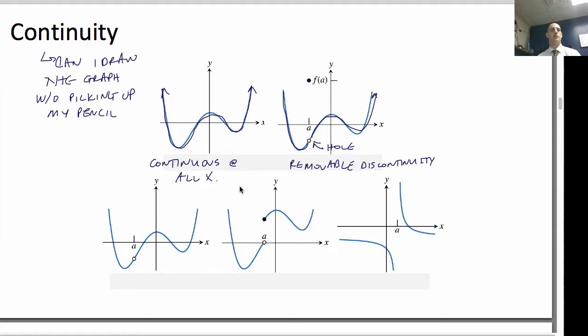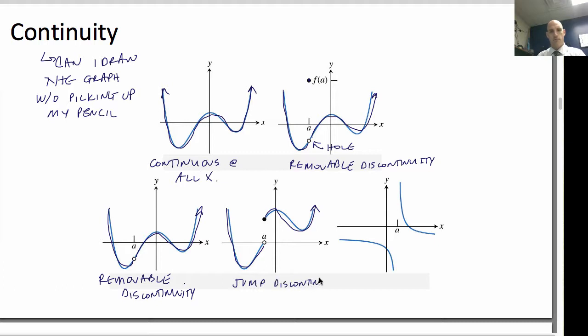That's a removable discontinuity. Down here, again, watch. Removable discontinuity. Okay, so that's a removable discontinuity. Okay, this one. This is called a jump discontinuity, because my graph literally is going and then it jumps up or jumps down.